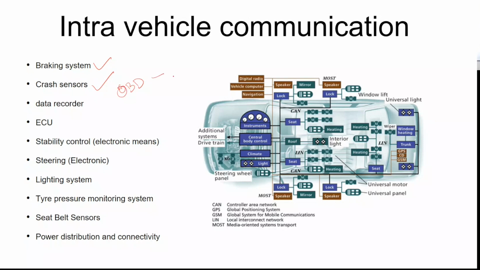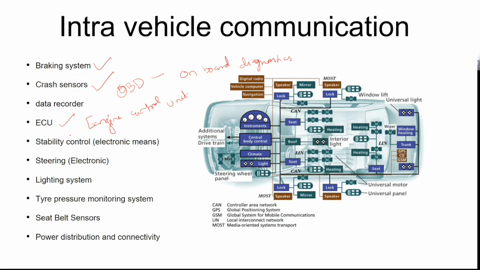So OBD means onboard diagnostics. Then we have engine control unit. ECU means engine control unit. So this is the major part of the car engine. Stability control is electronic. One good example of stability is ABS, anti-lock braking system, and adaptive cruise control. So these two. ABS was a dream 10 or 15 years ago. So now it has become a default standard in most of the cars. So that is called ABS system.